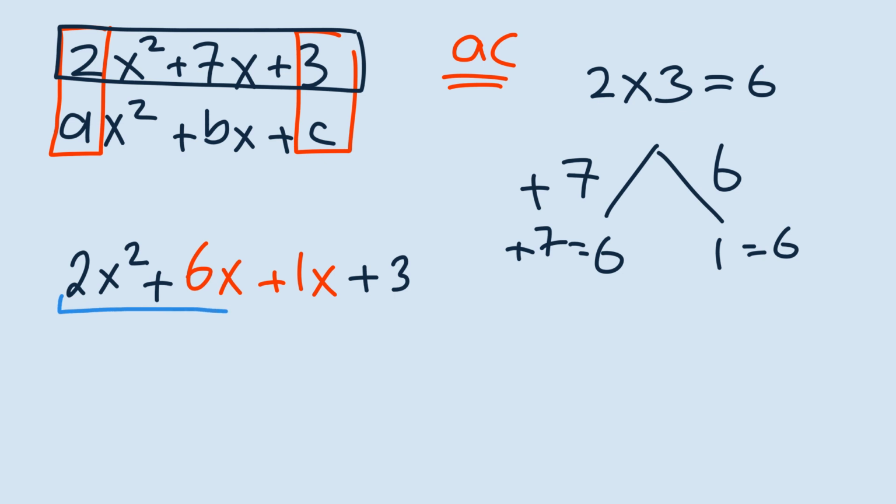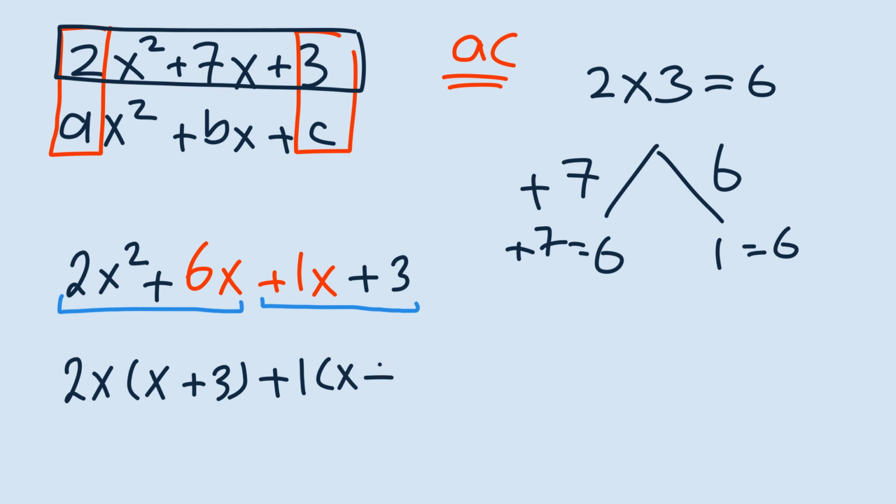Next, I have to take each two terms together. This is the first group and this is the second group. Now I have to find the GCF for each group. The first group will have 2x as the greatest common factor, and we'll be left with x plus 3, plus the second group we have 1 as the greatest common factor, and we have x plus 3. Now this is a very important step, guys. If you see two equal parentheses, it means that we are on the correct path. Otherwise, you have to go back and check your previous steps.